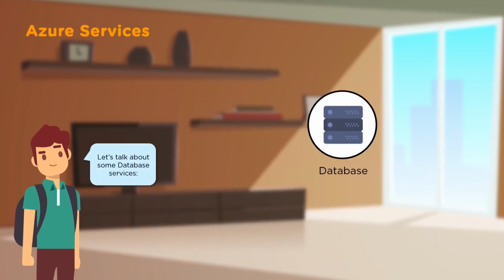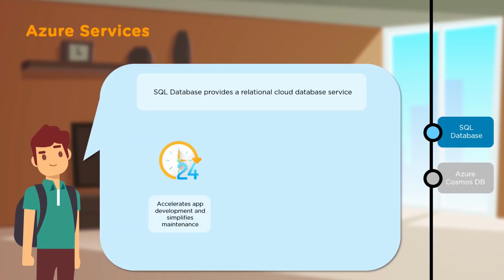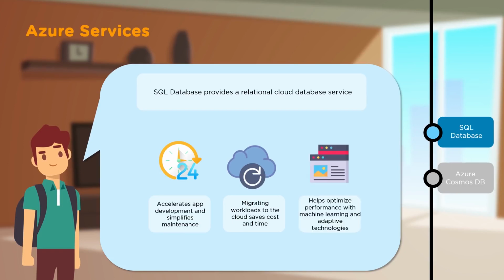Next, let's have a look at some database services. First, we have the SQL database. With SQL database, what you get is a relational cloud database service. This means that it helps accelerate your app development and makes it easier for you to maintain your application. SQL database is also used extensively in migrating workloads to the cloud and hence saves time and cost. It also helps improve your performance by integrating machine learning and adaptive technologies into your database.